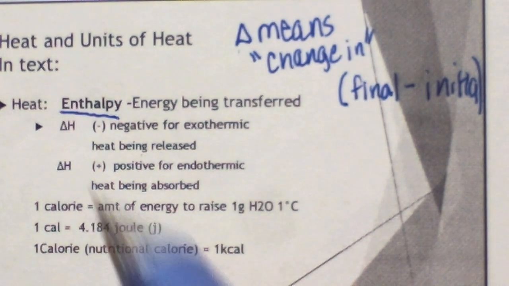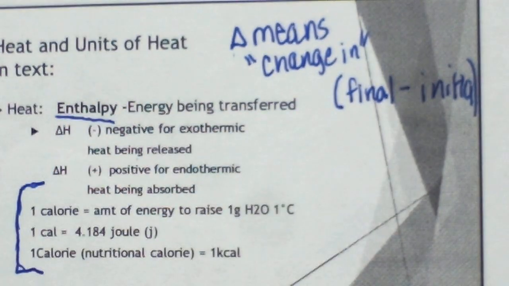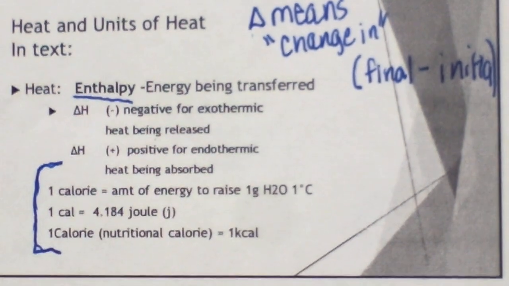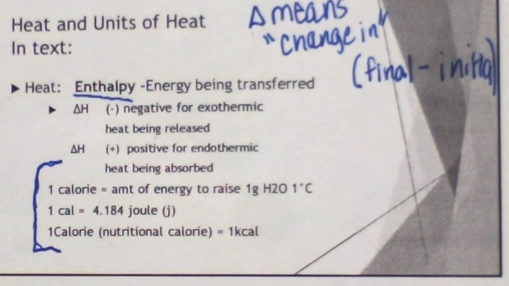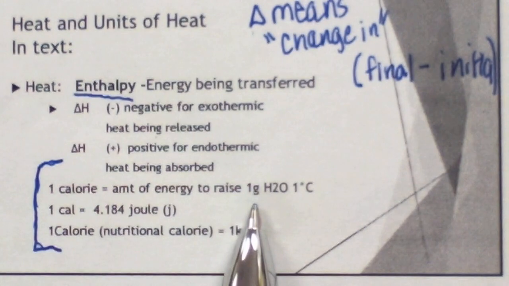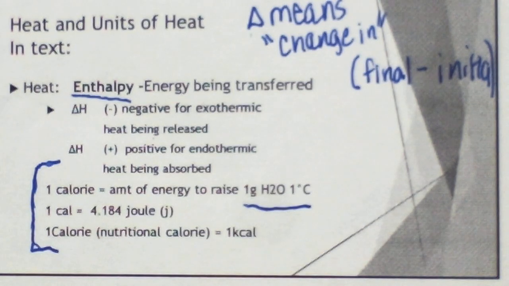Now, on your periodic table, you're going to write these 3 things because we need units for heat, right? You can't just have heat and then not have units. You need units. So here are units, and we're going to go over this again and again, but you're going to want to put these on your periodic table. The unit calorie is defined as the amount of energy to raise 1 gram of water 1 degree Celsius. And I'm going to go over that in just a minute.